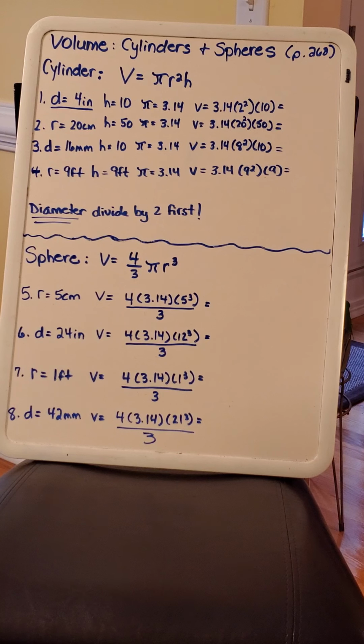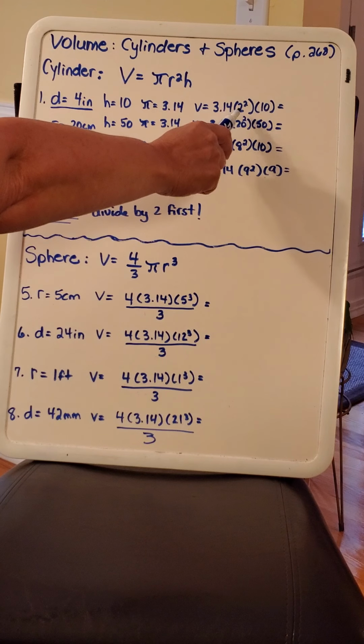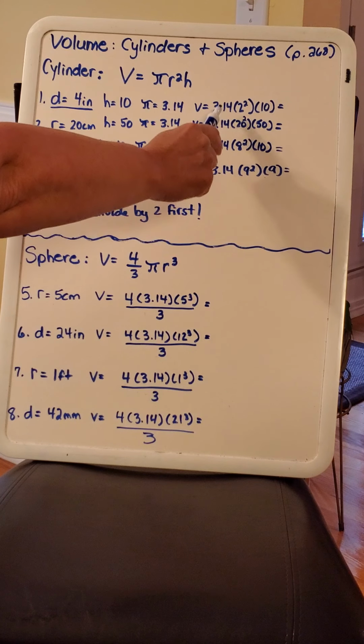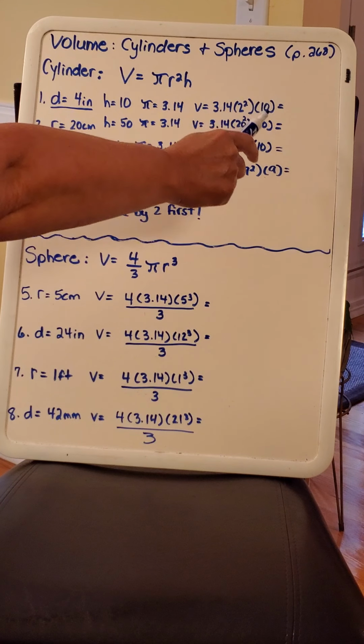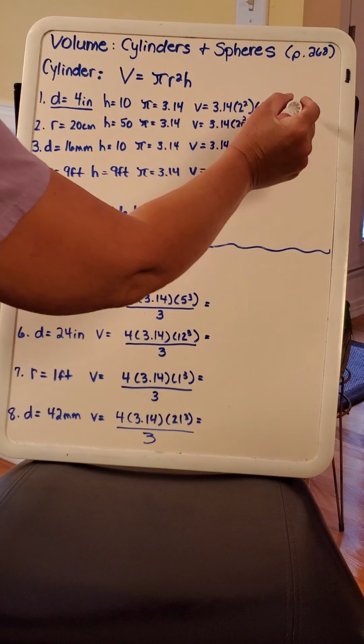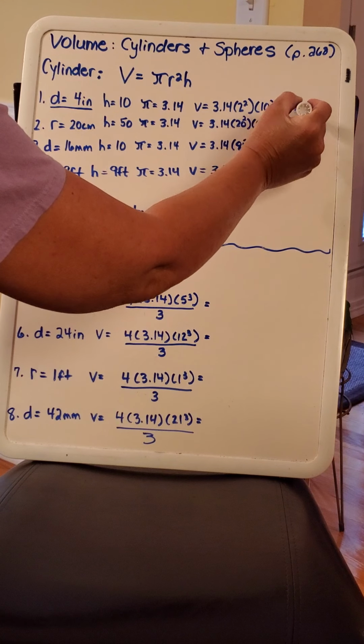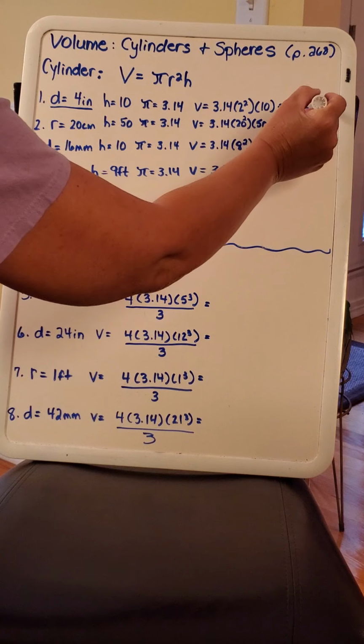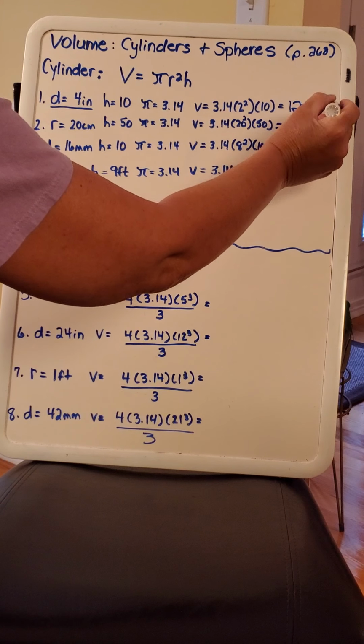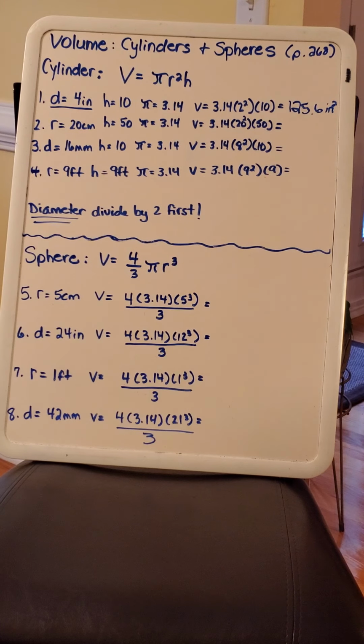All right, so 3.14 times 2 squared times 10. You probably will need to do the squaring first before you multiply. So 2 squared is 4, 3.14 times 4 times 10 is going to be 125.6 inches squared. Okay?